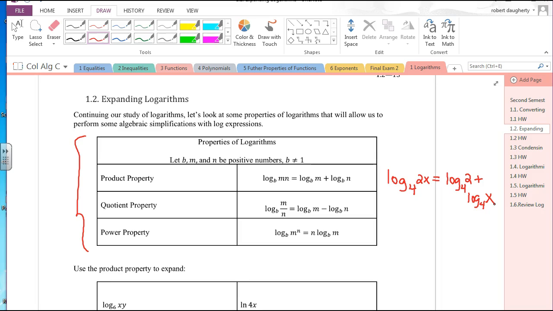So the log base 4 of 2 times x is the log base 4 of 2 plus the log base 4 of x. Similarly, we have a quotient property. The log base b of m over n, that's the log base b of m minus the log base b of n. So in this case, if I had the log base 2 of 3 over x, that's going to be the log base 2 of 3 minus the log base 2 of x. Product and quotient.